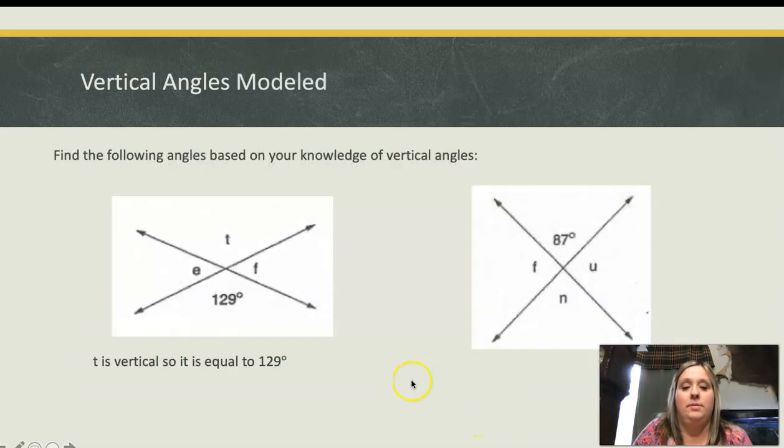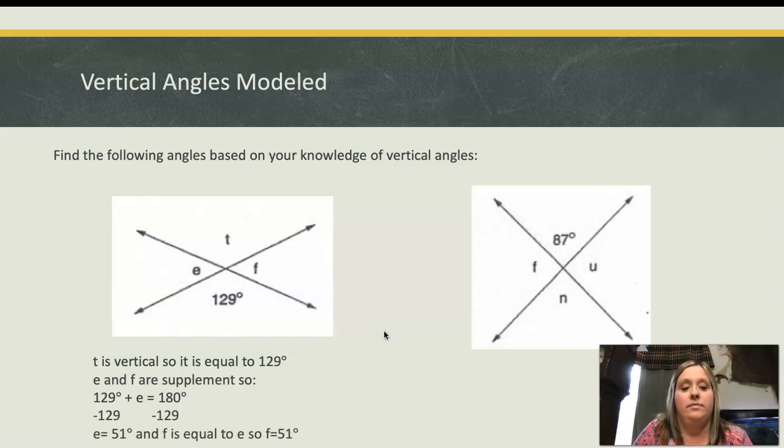Same concept here. We just need to recognize which ones are vertical, and then we solve for them as if they're supplementary angles. T is vertical, so it's equal to 129. E and F are supplementary, so 129 plus E equals 180. You subtract 129 from both sides, and then E is equal to 51, and F is equal to 51. So the measurement of angle F is 93 here.